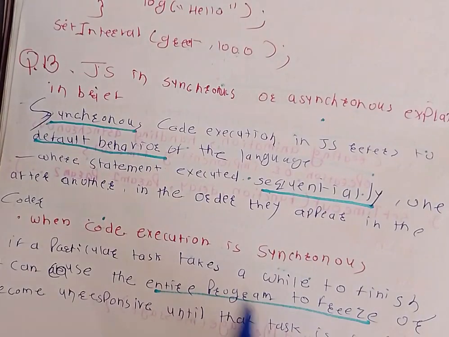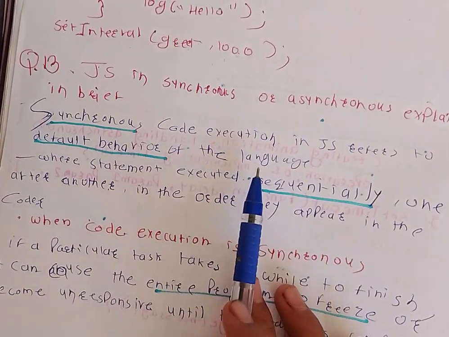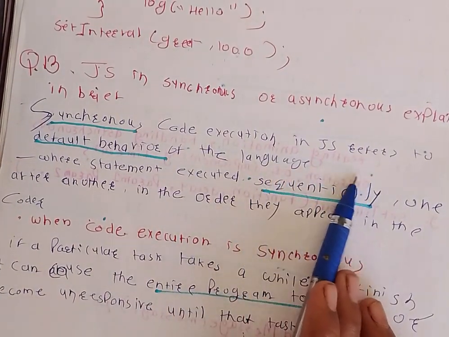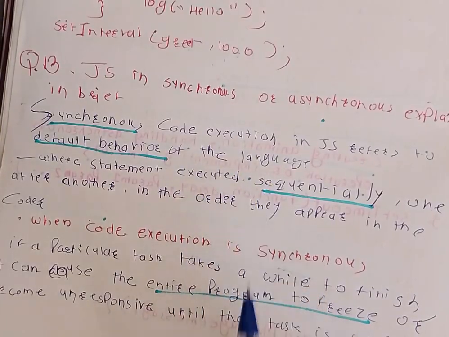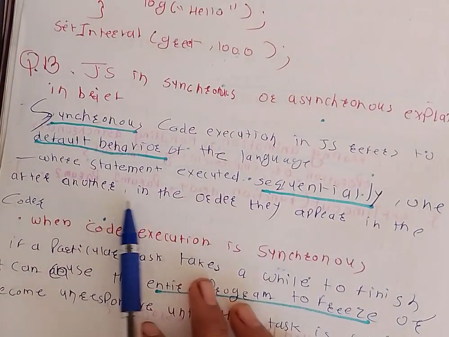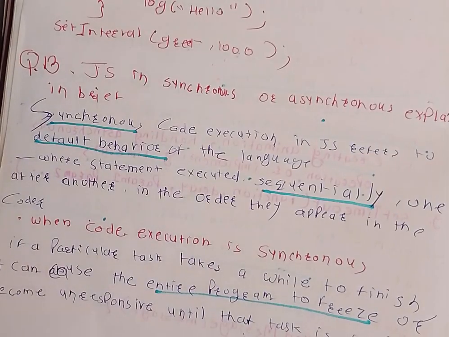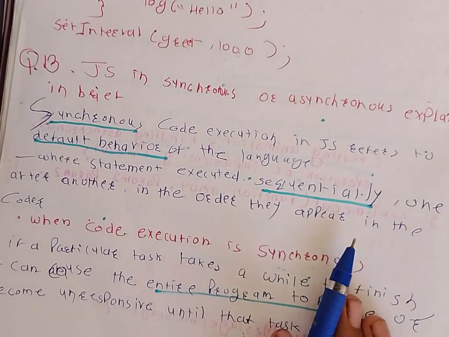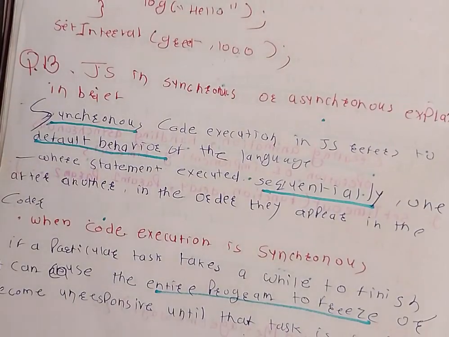So basically synchronous code execution refers to the default behavior of the language. JavaScript is a synchronous language where statements are executed sequentially, one after another, in the order they appear in the code. So what does synchronous mean? Synchronous means code is executed sequentially, one by one, without delaying code.